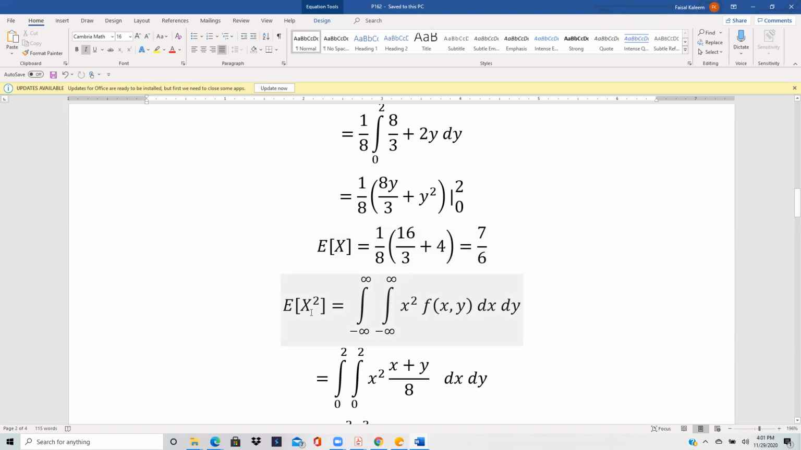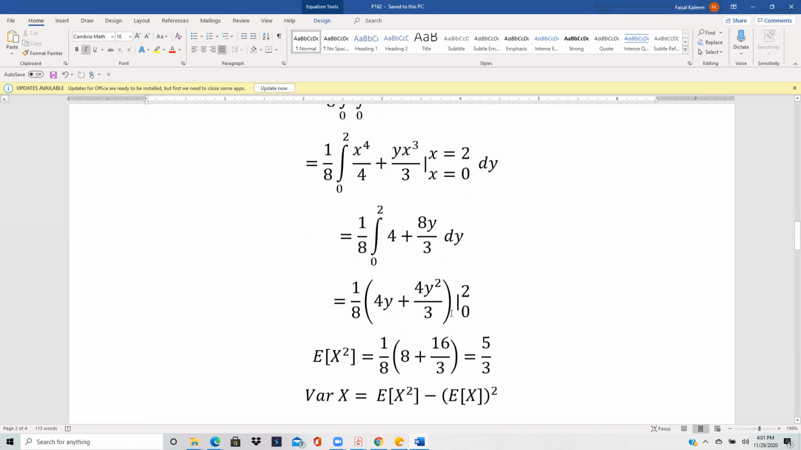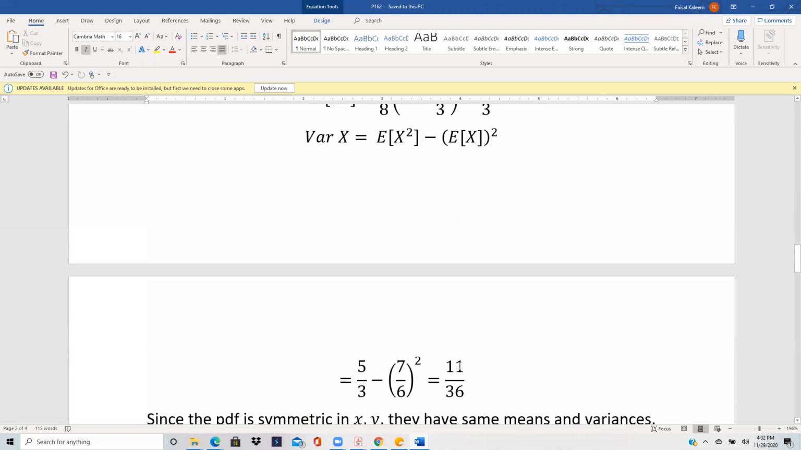E of x squared will be the same thing repeated. Now you have x squared integrated against the PDF, and we end up with 5/3. And variance of x is E of x squared minus (E of x) whole squared. So it would be 5/3 minus (7 over 6) whole square equals 11 by 36.